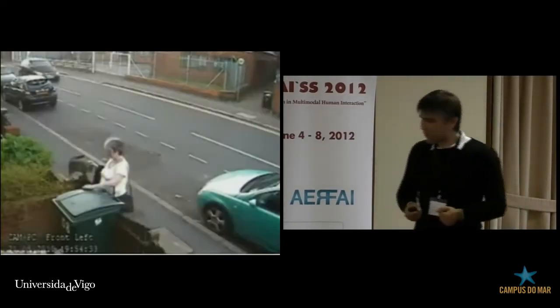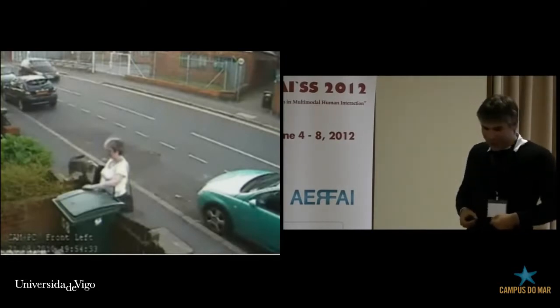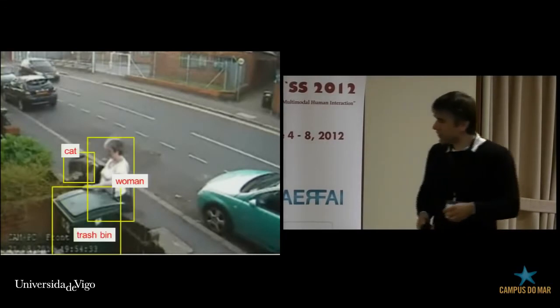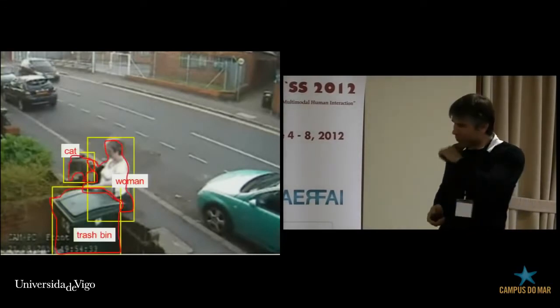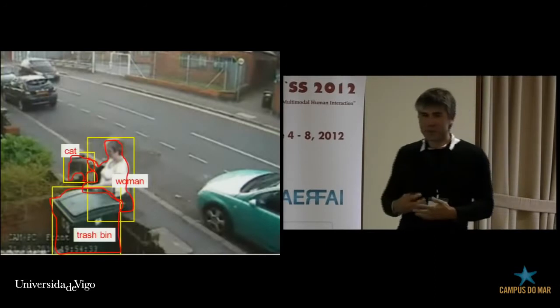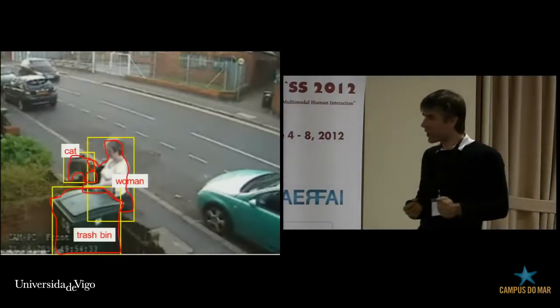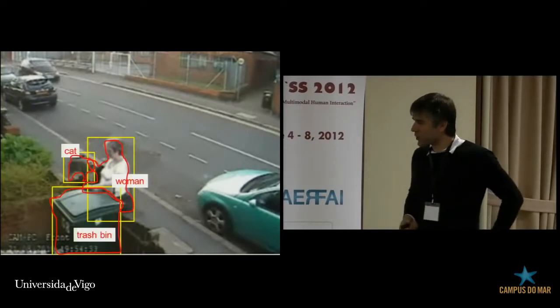Again, this example with the cat. Currently, we can detect cats and trash bins, put bounding boxes, and segment them. But still, it won't bring us very much closer to that. This is a very untypical situation.